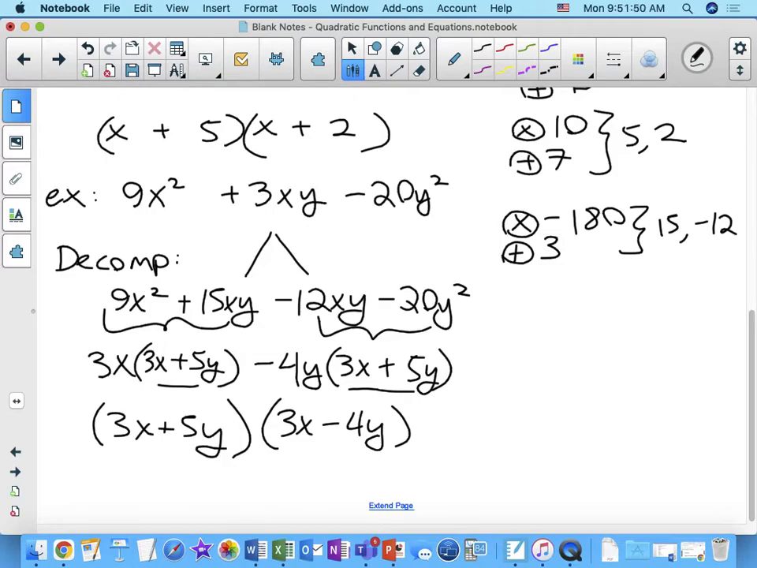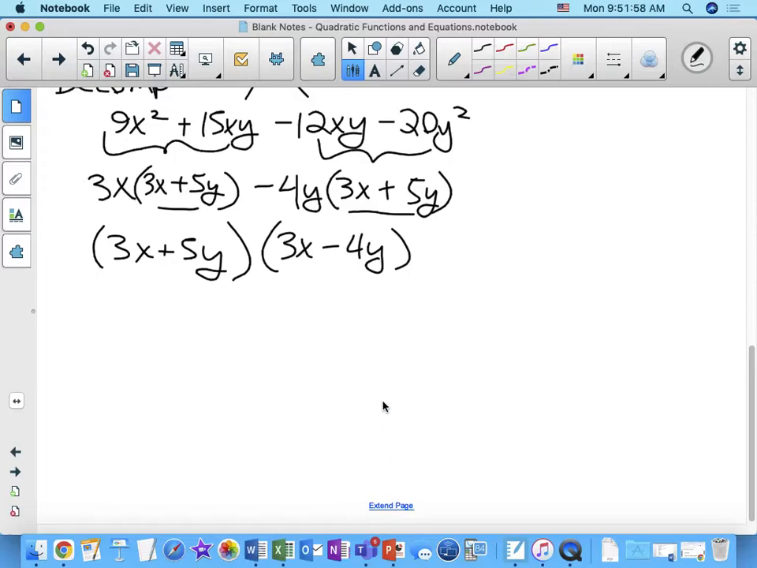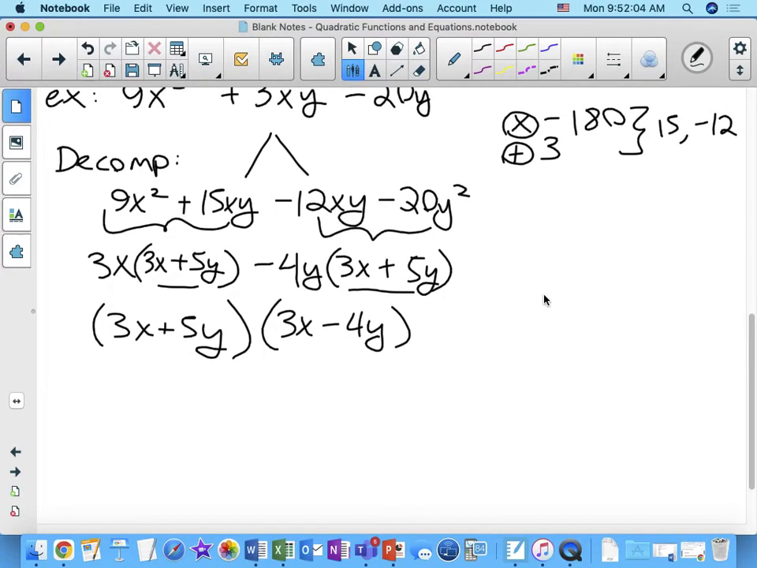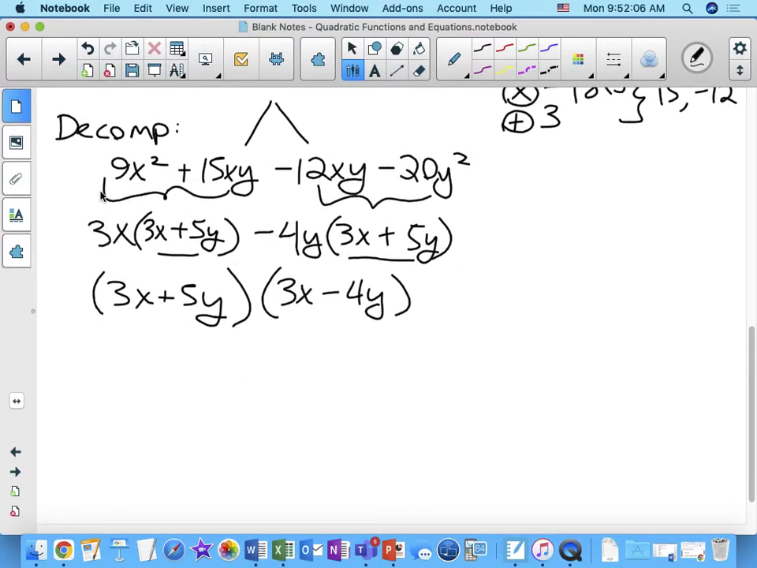Okay, so that's decomposition. The other approach that you can take is the box method. And that one looks like this. So the first step's the same. This part's the same. Okay? But what you're gonna do is basically arrange this line over here into a box. It's basically a different sort of graphic organizer.